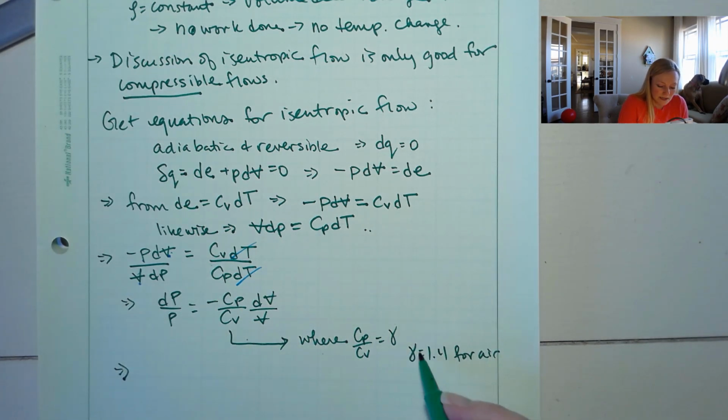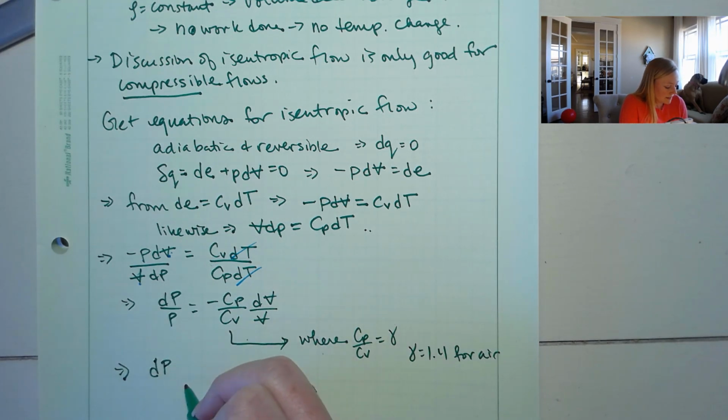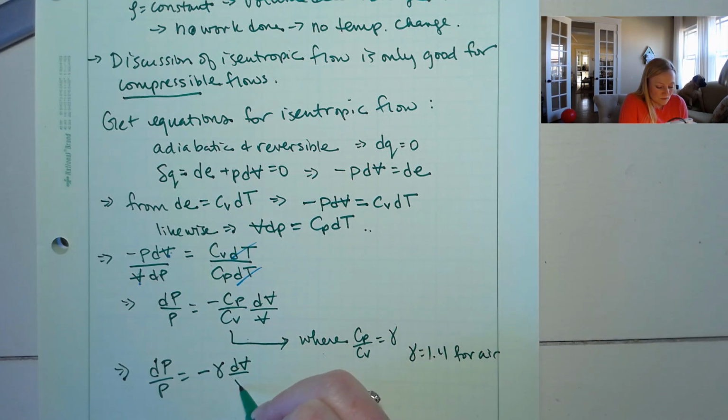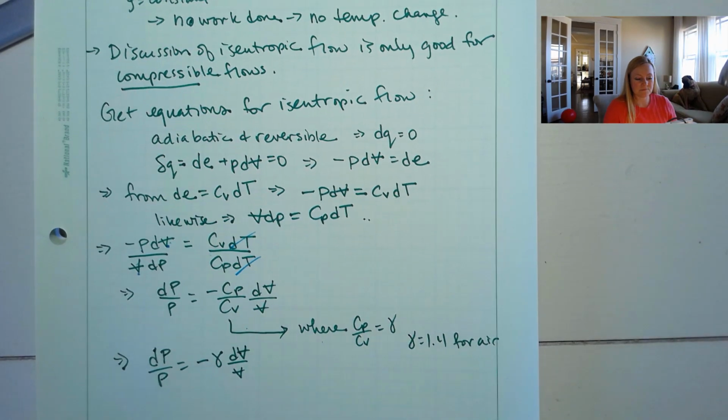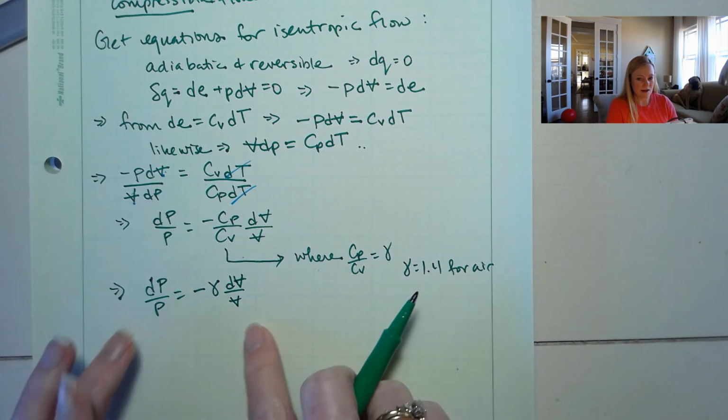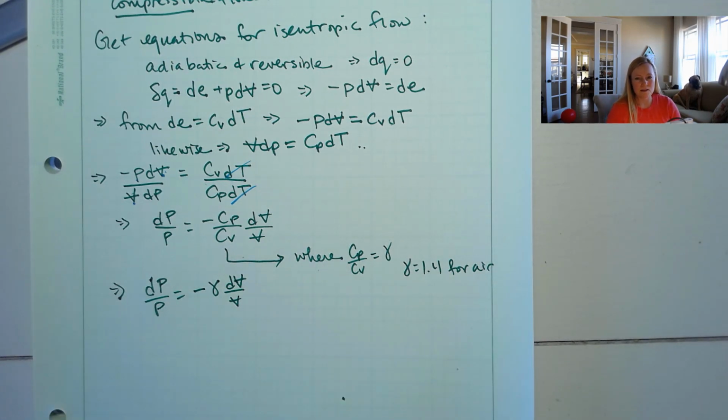Okay, so let's take this and replace it with gamma. We're going to have dp over p equals negative gamma dv over v. Now look at that nice equation. That one's pretty easy to integrate, right? Hopefully everybody recognizes what that integral should be. So we're going to integrate both sides.